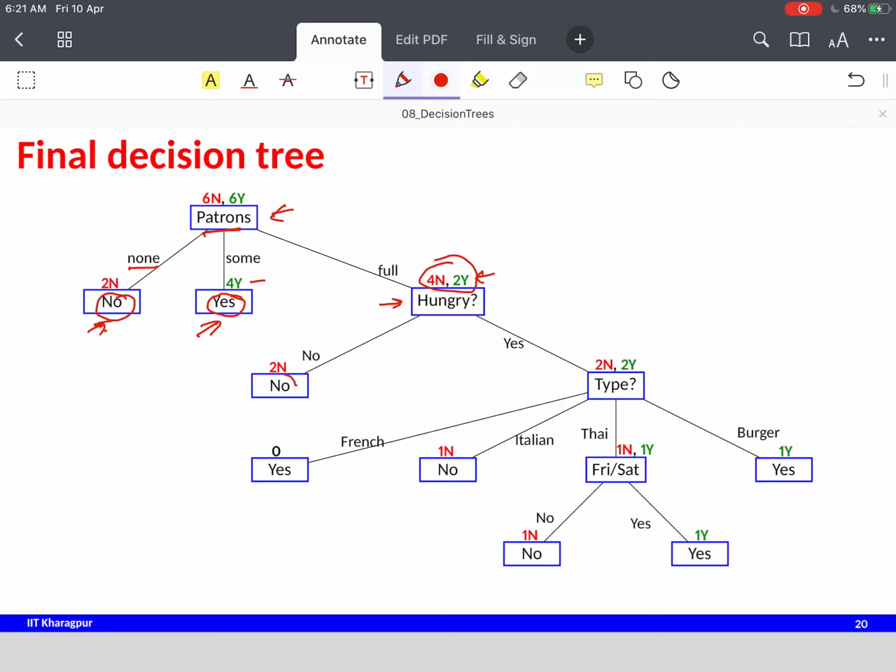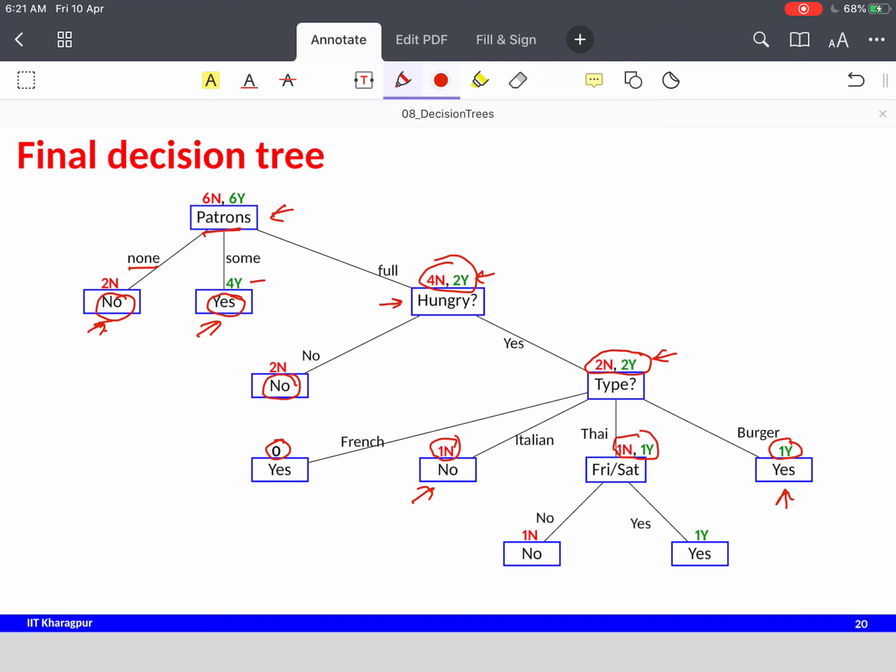Out of the available attributes we found that it is hungry, let's say. So it classifies 2 examples in the no category, so we can label this one, and the remaining 4 fall here. Again we have to repeat the same process and find a significant attribute. Here let's say we find type is the most significant attribute among the available attributes at this level. So this classifies these 4 examples in this manner: 0 fall in the French category, 1 in the Italian, 1 positive and 1 negative example in the Thai, and 1 for the burger or fast food.